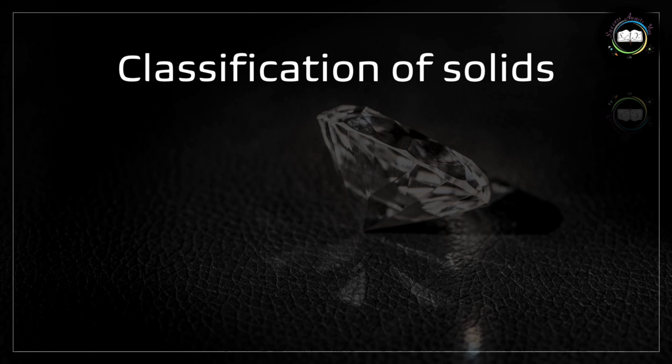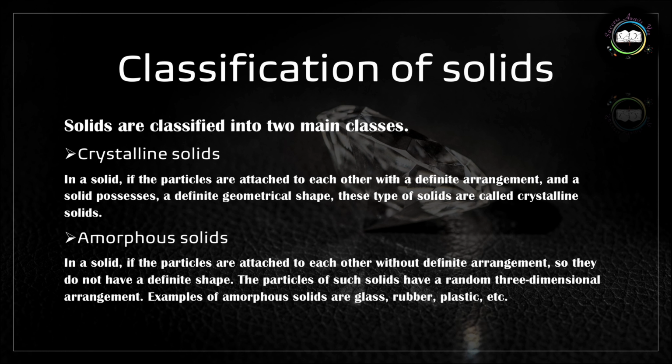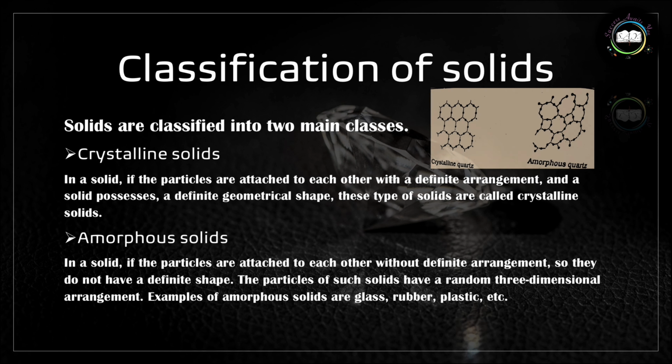Solids are classified into two types. Number 1, crystalline solids. Number 2, amorphous solids. If the particles are attached to each other with a definite arrangement and a solid possesses a definite geometrical shape, then these types of solids are called crystalline solids.